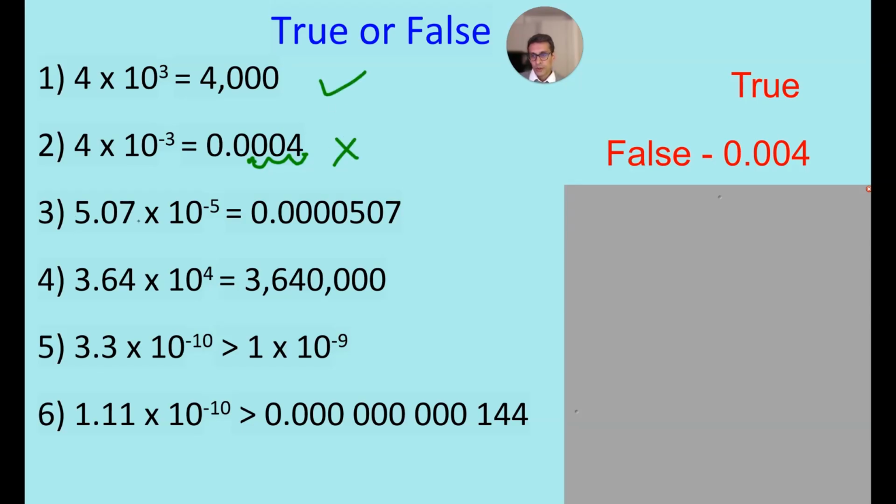The next one, 5.07 times 10 to the negative 5. So the decimal starts there and it moves 5 places to the left. 1, 2, 3, 4, 5. That works out to be true.